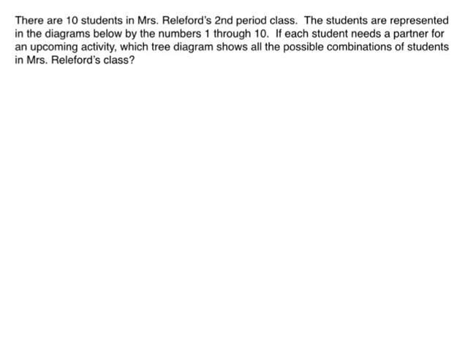So this is number 6 on your paper. There are 10 students in Mrs. Relaford's second period class. The students are represented in the diagrams below by the numbers 1 through 10. If each student needs a partner for an upcoming activity, which tree diagram shows all the possible combinations of students in her class? So we're going to go ahead and get started.